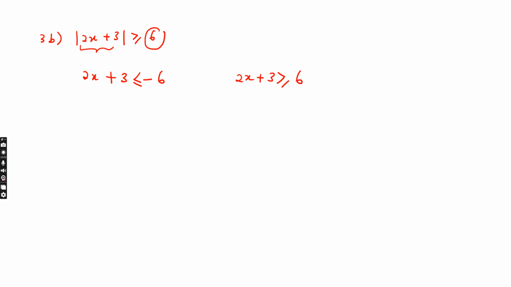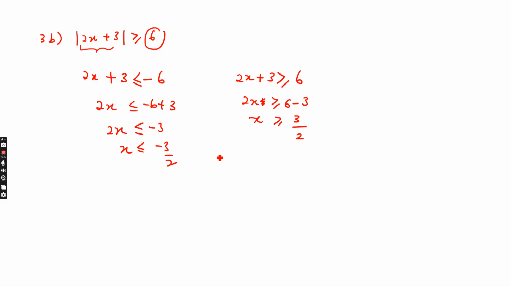Okay, now we're going to solve it. So find the value of x. So we're going to move 3 to the right side. Negative 6 plus 3. So you're going to get negative 3 less than equal to 2x. So x, you're going to get negative 3 over 2. This is one value. So another value is 2x plus 3. Plus 3. You move to the right side, you're going to get 6 minus 3. Okay, and then here you're going to get x equal to 3 divided by 2. So that's the answer. So this is your 2 answers.